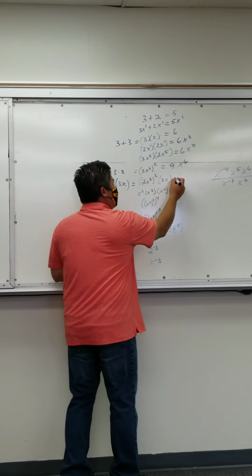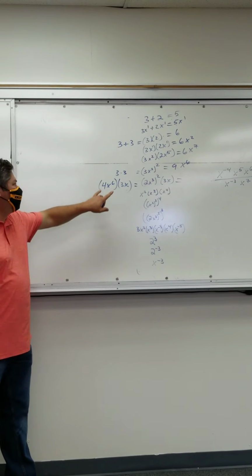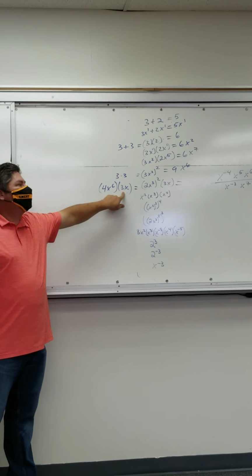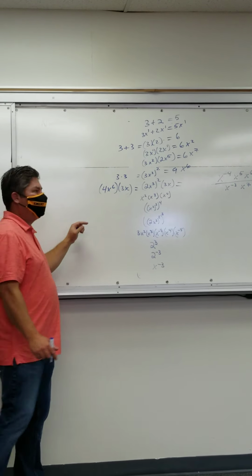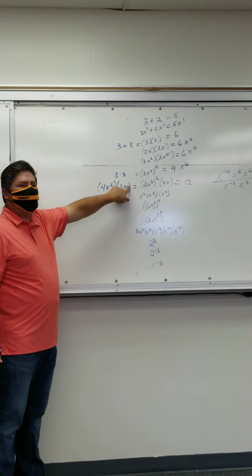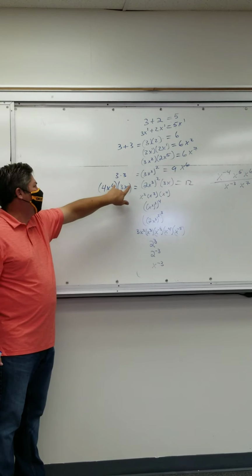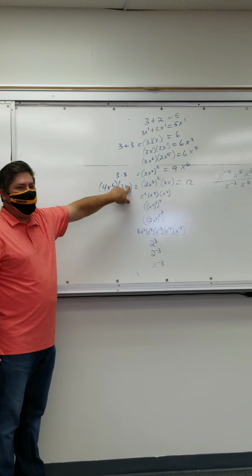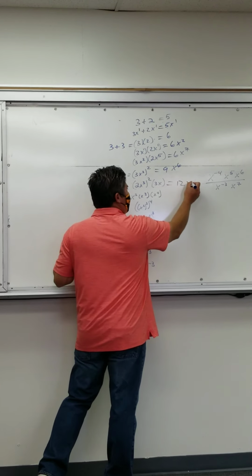Now what do we get on this side? What should I do with the coefficients? Times them. 4 times 3 is 12. What should I do with the exponents? That still has a 1 on it, even though there isn't anything there. What should I do with those exponents? Add them. I should get x to the what? 7.